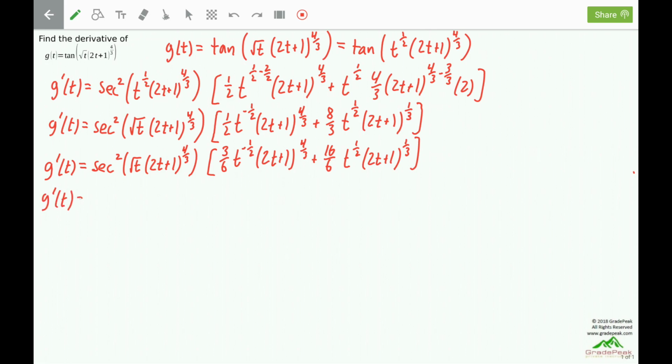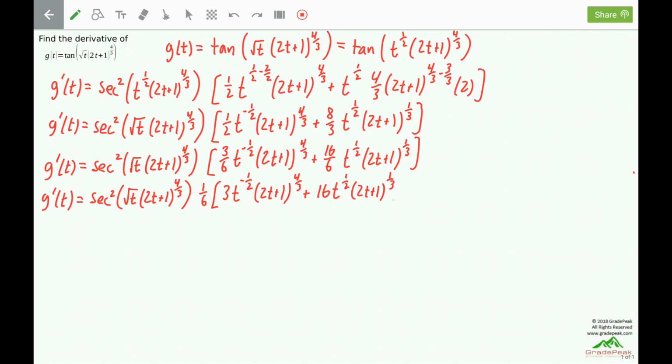And that's a start to the overall factoring. So we have secant squared of square root of t times 2t plus 1 to the 4/3 times, let's factor a 1/6 out. That'll leave us with a 3 t to the negative 1/2, 2t plus 1 to the 4/3, plus 16, we factor out the 1/6, t to the 1/2, and 2t plus 1 to the 1/3. The next thing we can do is start to factor out the powers of t. We have t to the negative 1/2 and t to the positive 1/2.